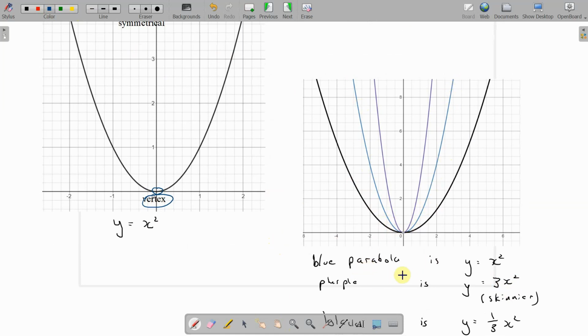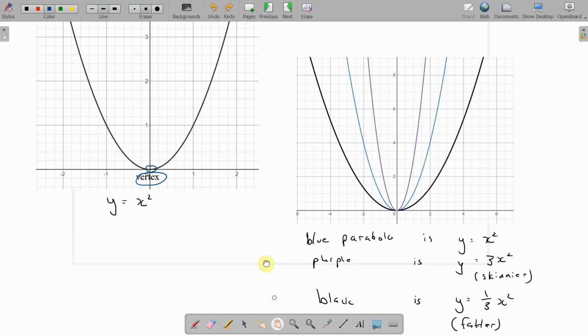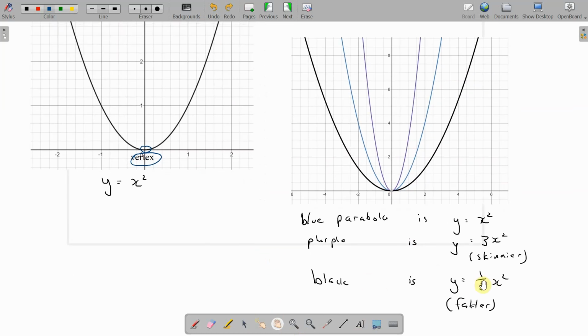The purple one is y equals 3x squared, which is skinnier. So when you put a number before the x squared, it makes a skinnier graph. And then put a fraction before the x squared, it makes the graph wider. So that's y equals a half x squared. So that's our first variation.